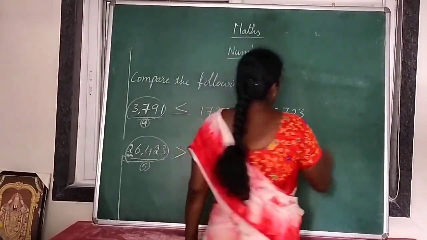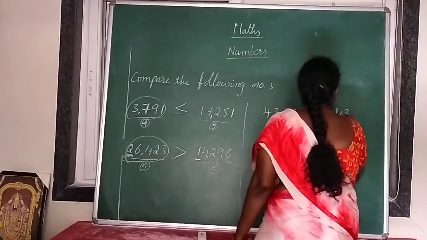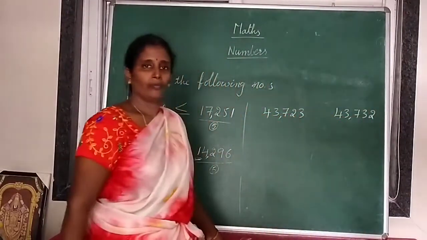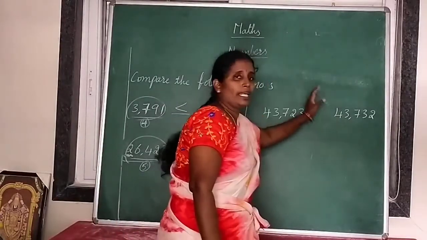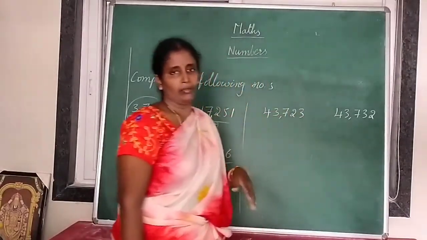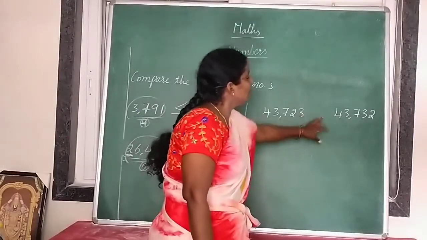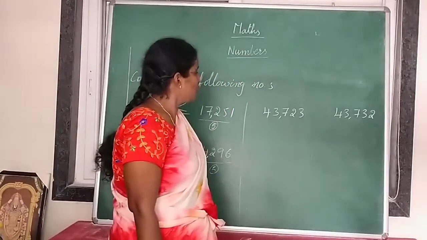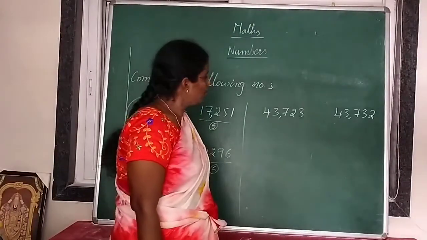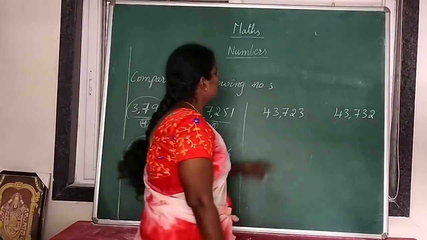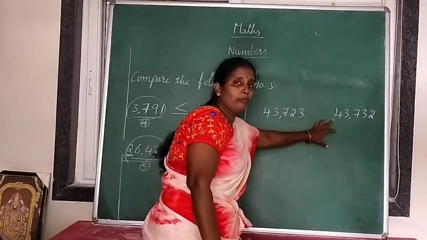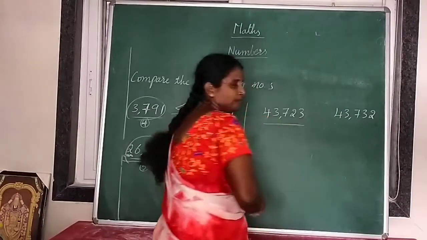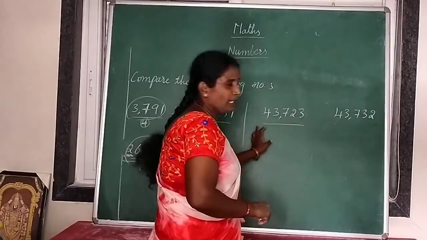43,723 and 43,732. Now compare these two numbers, put either less than, greater than or equal symbol. So which is the suitable symbol for these two numbers? To compare the numbers, first what should we do? First we have to count the number of digits. So how many digits are there here? How many digits are there?